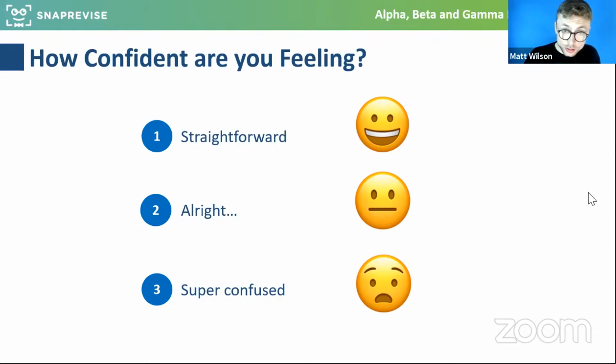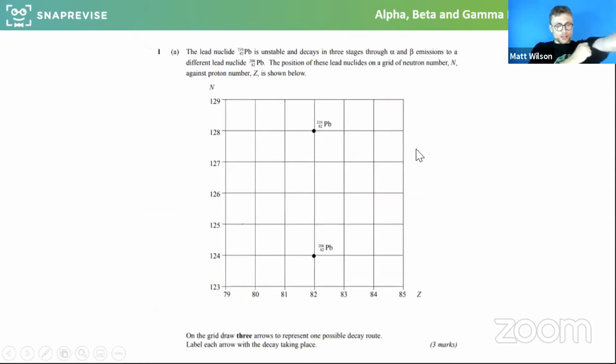Well, let's have a go at some of these exam questions. This is a really nice one, actually. So 1A, the lead nuclide, lead-210, is unstable and decays in 3 stages through alpha and beta emissions to a different lead nuclide. The position of these lead nuclides on a grid of neutron number against proton number is shown below. So this is exactly the kind of graph, or a snippet of the graph, that we were looking at before. On the grid, draw 3 arrows to represent one possible decay route. Label each arrow with the decay taking place.